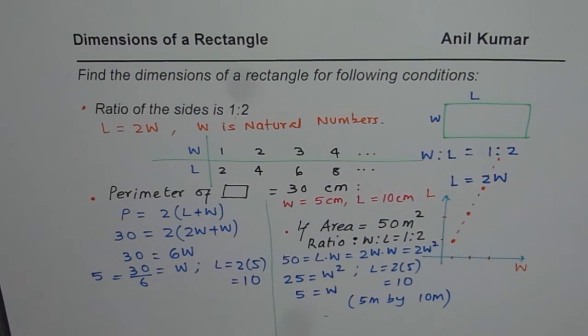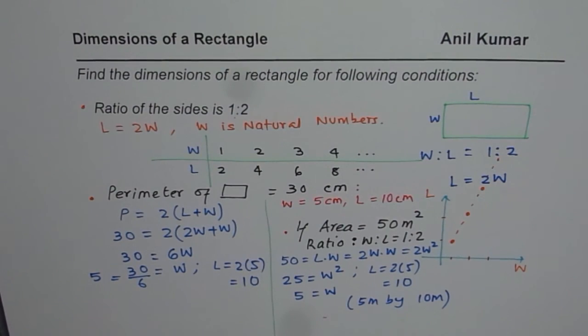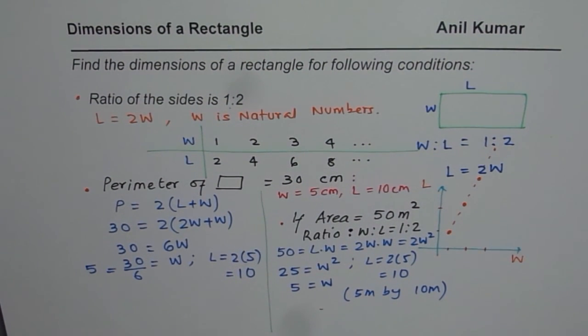We again get 5 and 10 as the numbers, but the units are in meters since the area is in meters square. Likewise, you can solve questions on rectangle dimensions if you are given the ratio of the sides and the perimeter or area. I hope this video really helps you and many others to understand how to solve questions relating to rectangles, their perimeter, area, and ratio of sides. Thank you and all the best.